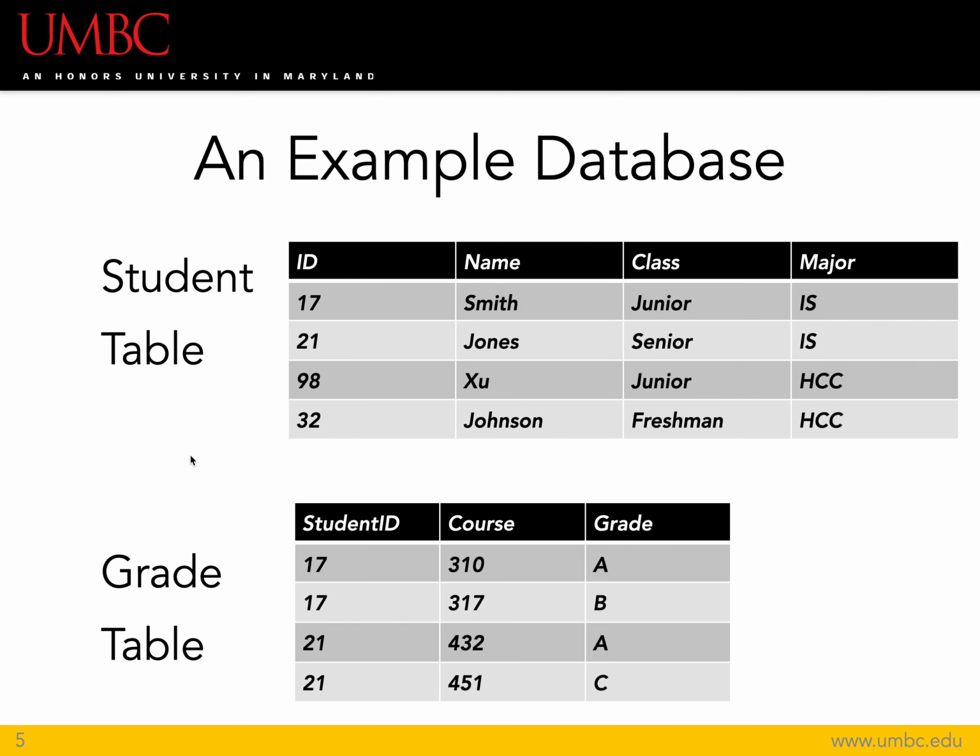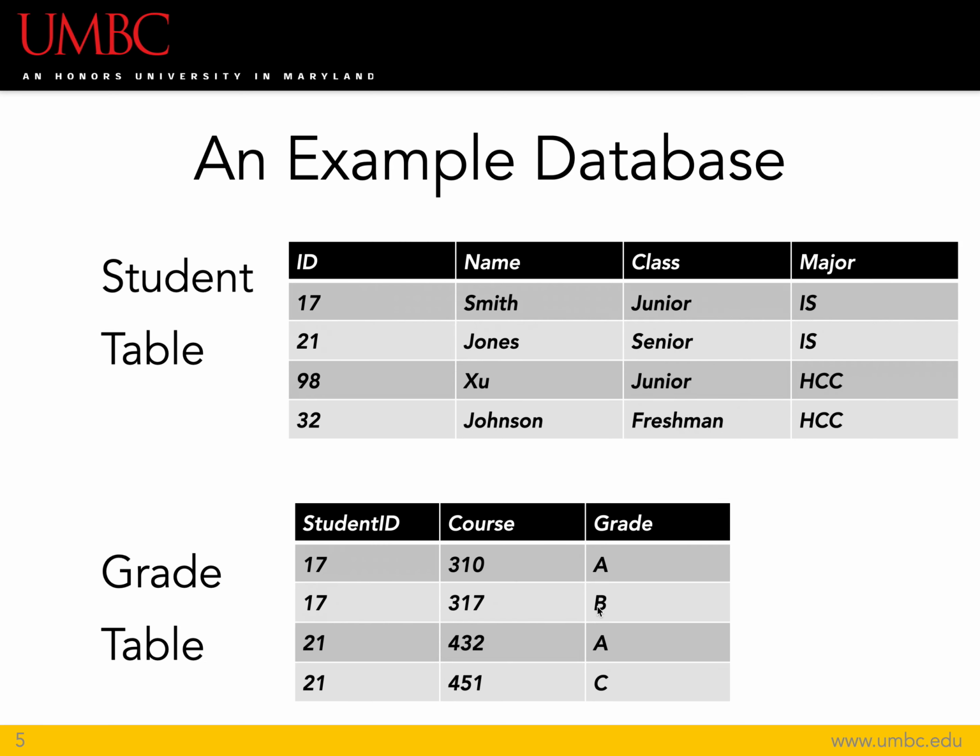When you want to relate a student from the student table to a grade in the grade table, you have to have some mechanism for doing that. And in this case, we take the ID from the student column and import it into the grade table, and that allows us to look up grades for a particular student, right? So if we're interested in knowing what grade Smith got in various courses, we would take student ID 17, look it up in the grade table, and then we could see, oh, for course number 310, they got an A. For course 317, they got a B, right?